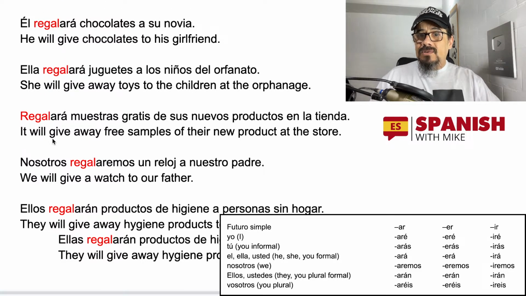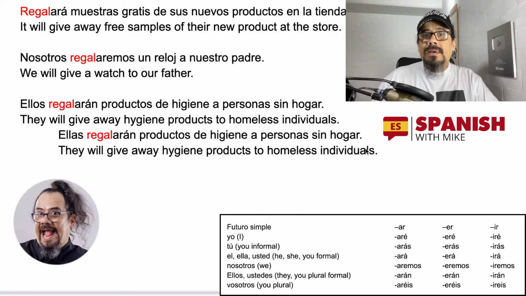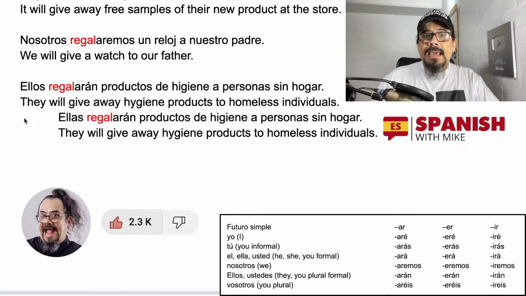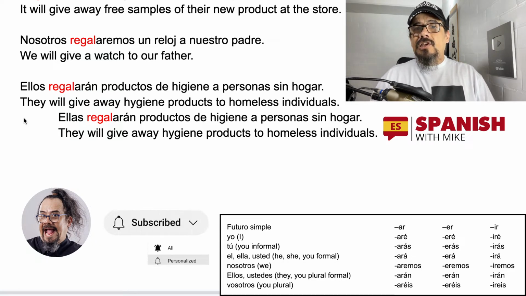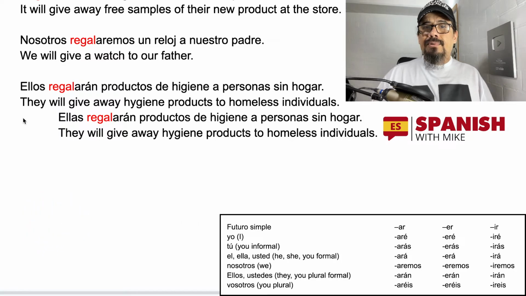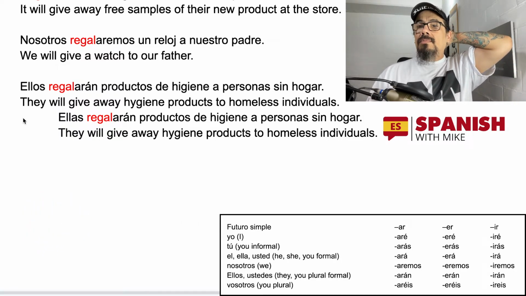Regalará muestras gratis de sus nuevos productos en la tienda. It will give away free samples of their new products at the store. Nosotros regalaremos un reloj nuevo a nuestro padre. We will give a watch to our father. And ellos regalarán productos de higiene a personas sin hogar. They will give away hygiene products to homeless individuals. Male. Ellas regalarán productos de higiene a personas sin hogar. They will give away hygiene products to homeless individuals.